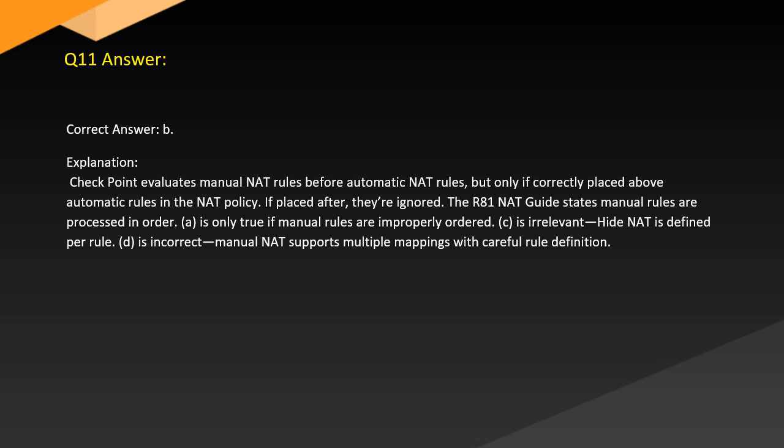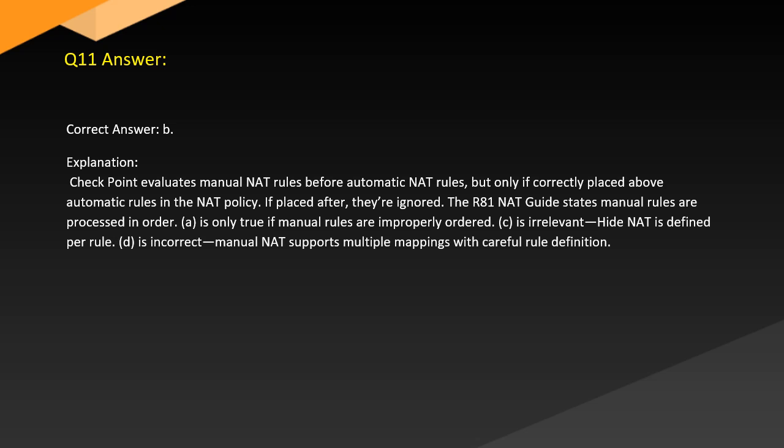Answer. Correct answer: B. Explanation. Checkpoint evaluates manual NAT rules before automatic NAT rules, but only if correctly placed above automatic rules in the NAT policy. If placed after, they're ignored. The NAT guide states manual rules are processed in order.